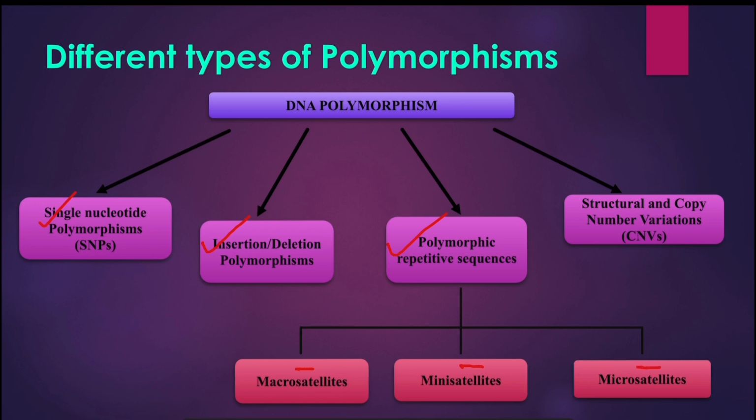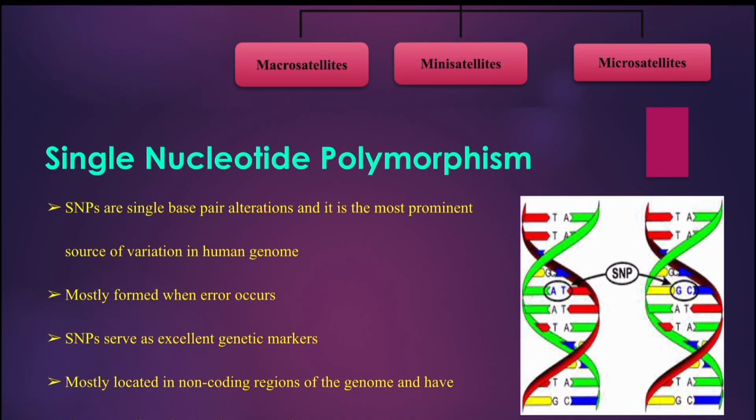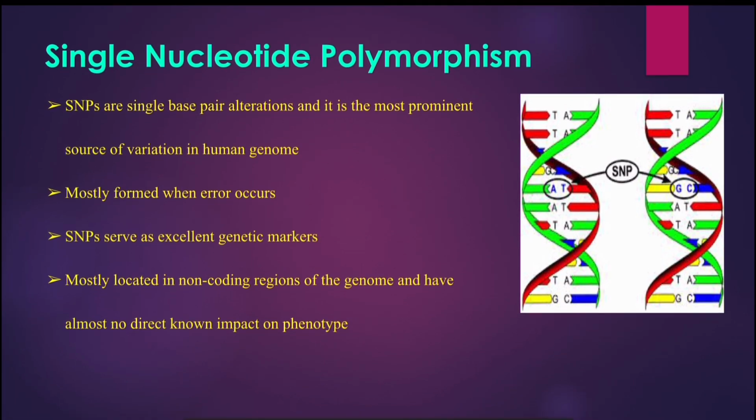And lastly, copy number variations or CNVs. I am going to discuss each of them briefly in upcoming slides. Let's move on to the first type, that is single nucleotide polymorphism. Single base change is a high density natural sequence variation in the human genome.